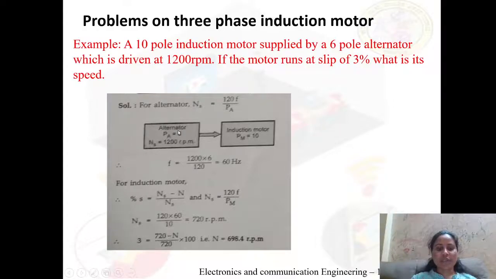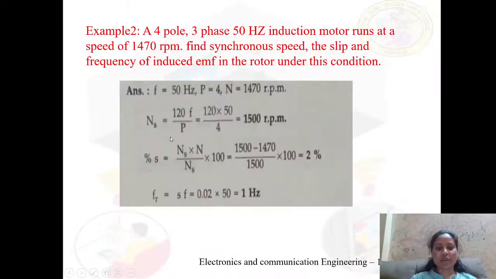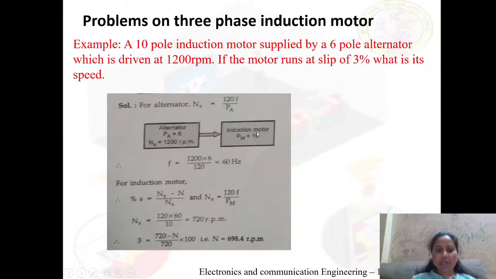So let us note down the number of poles of alternator as 6 and for the motor as 10, and also they are telling speed of the alternator as 1200, which we have noted here. So if the motor runs at 3% of slip, then what is its speed, they are asking.